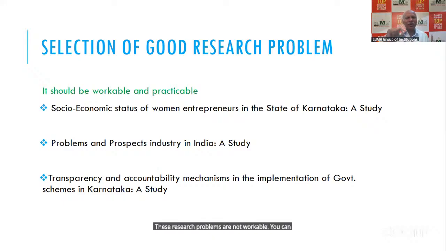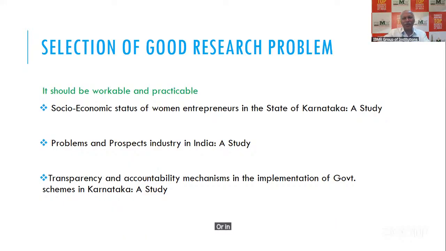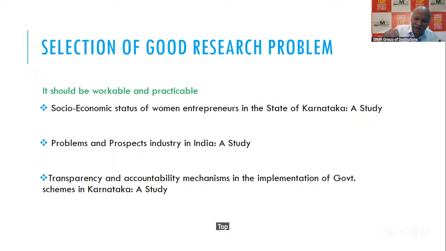You can narrow down: socio-economic status of women entrepreneurs in select talukas of Dharwad district, or select entrepreneurs in Pune city. Karnataka is very difficult. The topic is okay, data we will get, but it is not feasible, not workable. Sometimes we feel that the topic should be so broad for a PhD or a major research project, that the topic should be so big. It is not like that. Topic should not be big. Research should be big. Please remember.